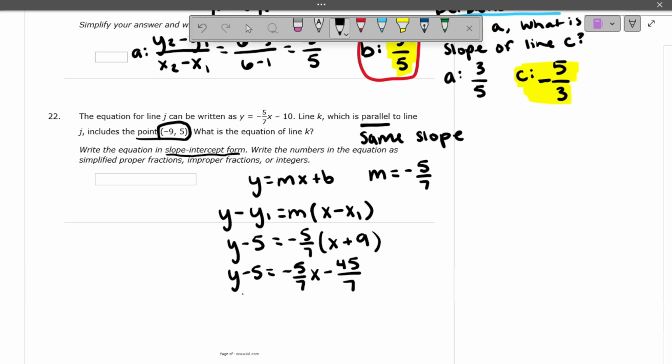So, simplifying even more, we're going to add 5 to both sides and get y is equal to negative 5 over 7x, and then negative 45 over 7, excuse me, plus 5 is going to be equal to negative 10 over 7. So that right there is the answer to 22.